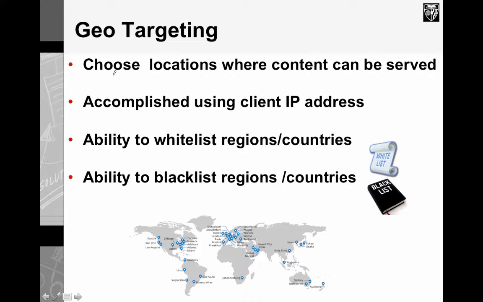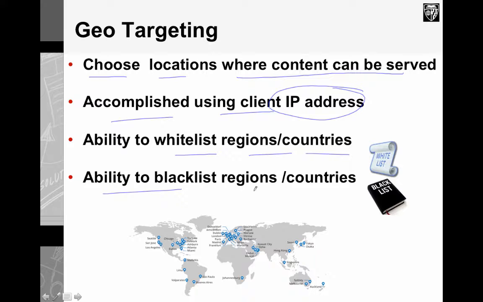Geo-targeting. You should be able to choose locations where the content can be served. And this is actually accomplished by using the client IP address. Based upon where the client is coming from, it is possible to figure out which country the client is coming from. And you should be able to say, I want to serve content to this country, or I don't want to serve content to this country. So there is this concept of whitelisting regions and countries. In the same way, you should also be able to blacklist regions or countries where you don't want to serve content.